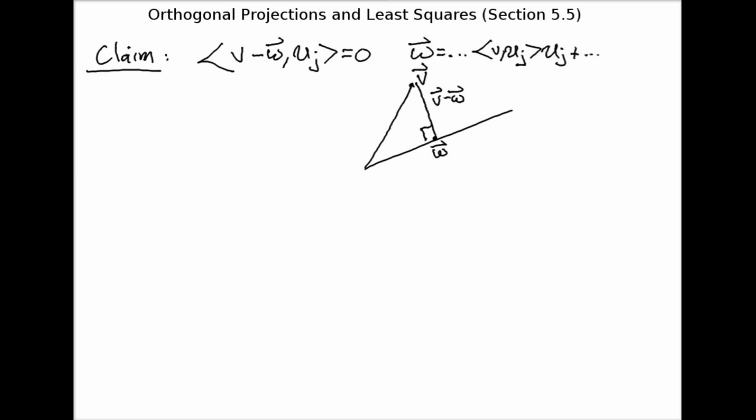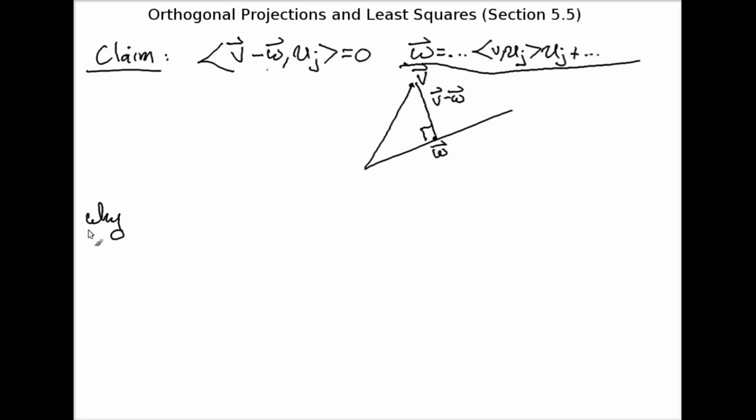Okay, so why is this true? Here's what I'm saying. You take your vector V, and I'm claiming that if you take W to be this sum that I mentioned on the previous slide, where you add up the UJs with these coefficients, then V minus W is perpendicular to UJ for all J.